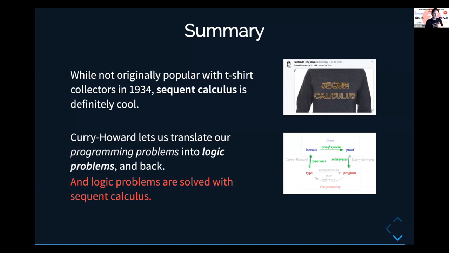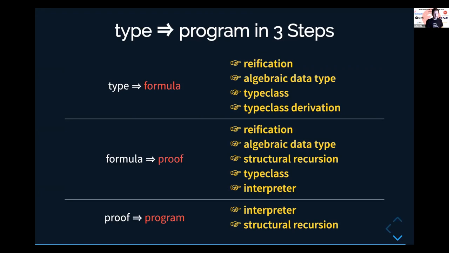I do want to emphasize that I didn't know what I was doing. So I used these programming strategies to sort of help myself at each step. I created algebraic data types. I created type classes. I used structural recursion to just sort of bang out implementations. There's some interpretation going on. I just sort of followed the steps. So it's really possible.